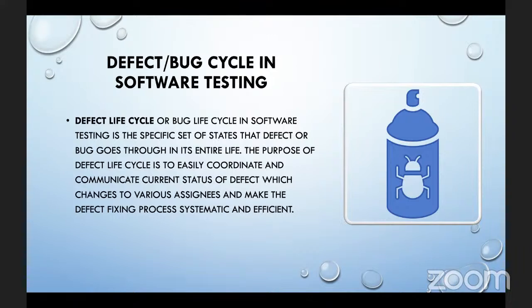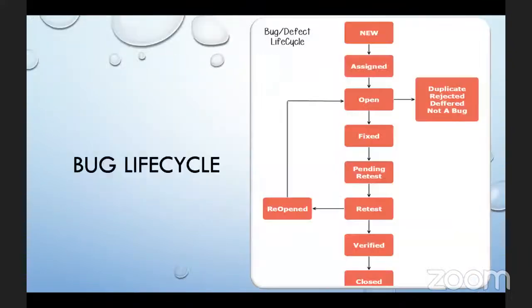A bug lifecycle in software testing is a specific set of states that a defect or bug goes through in its entire life. The purpose of the defect lifecycle is to easily coordinate and communicate the current status of a defect, which changes to various assignees, and make the defect fixing process systematic and efficient, right? So as we have a defect, this is where it starts. You find a new bug, a new defect, that is a new status. It's going to be new.